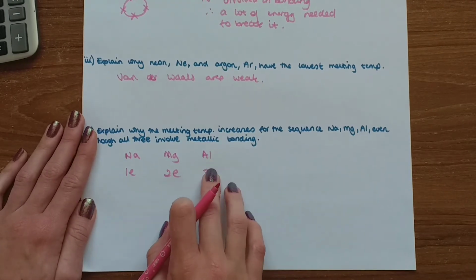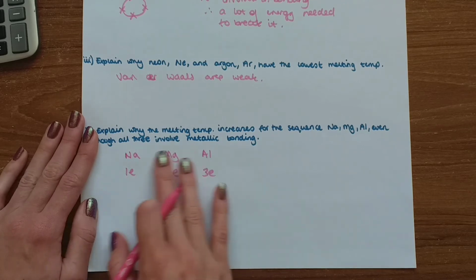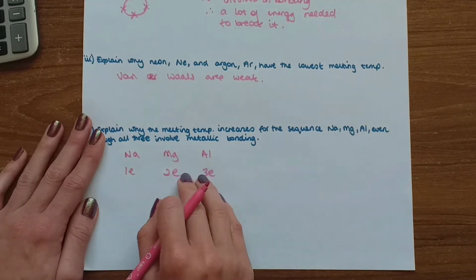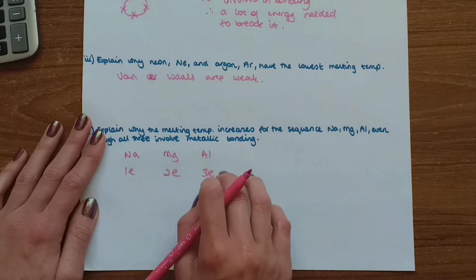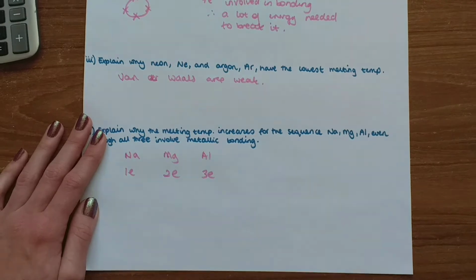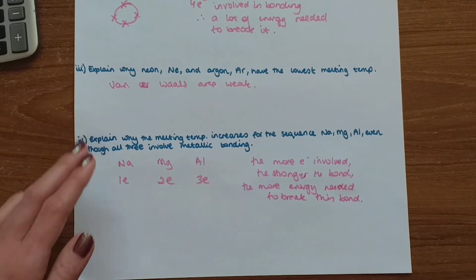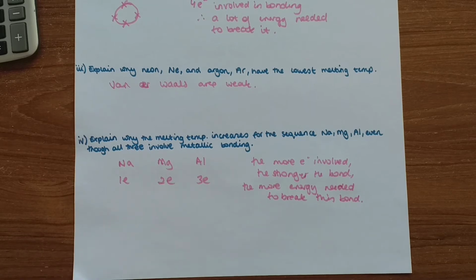As you know, aluminium has the highest melting temperature, sodium the smallest out of these 3. And this is because in aluminium, 3 electrons will be involved in this metallic bond. The more electrons there are, the stronger the bond. And the stronger the bond, the more energy will be needed to break it in order to melt the substance.